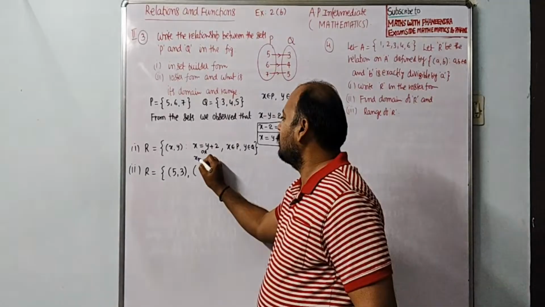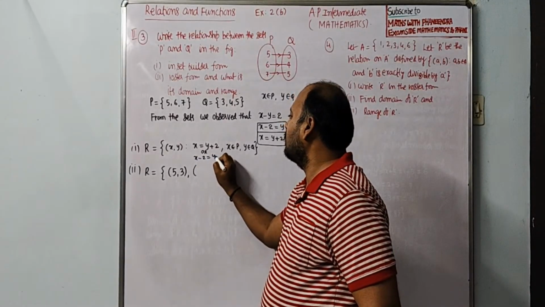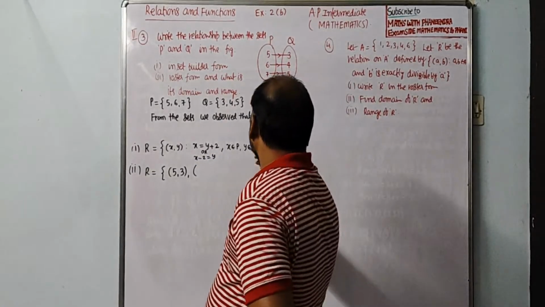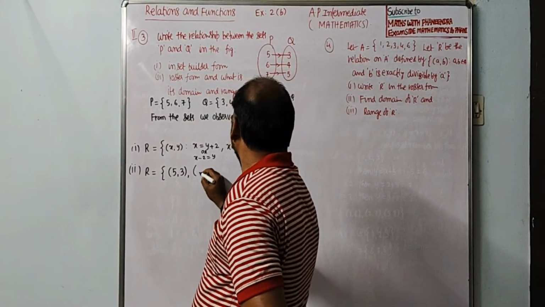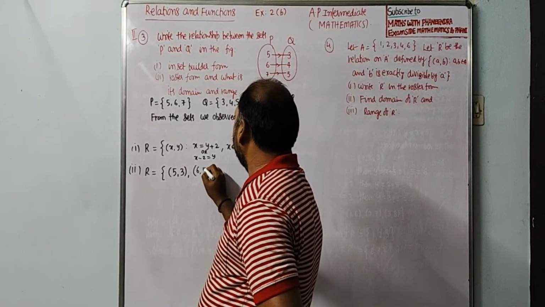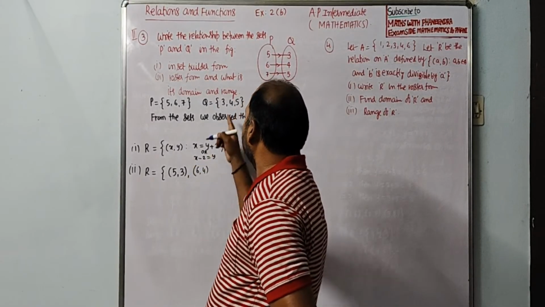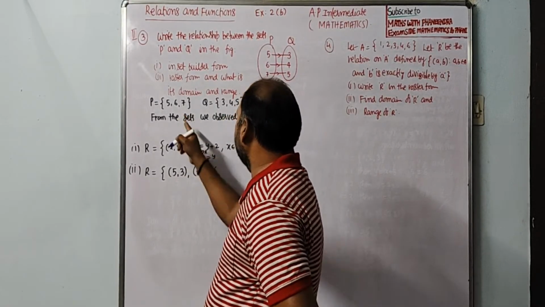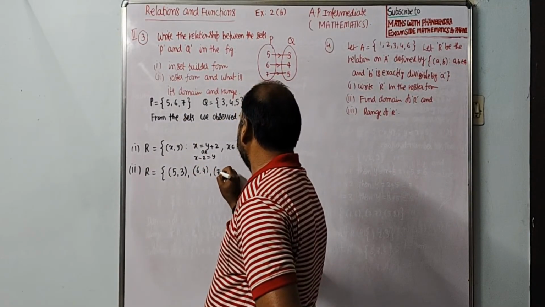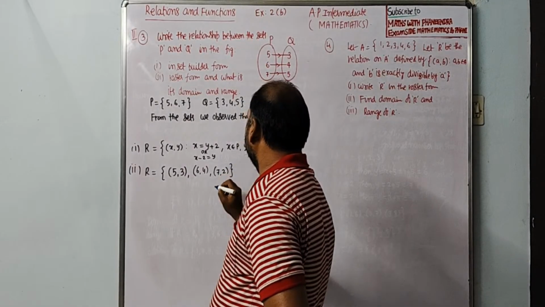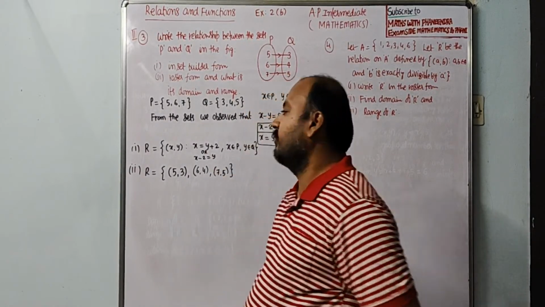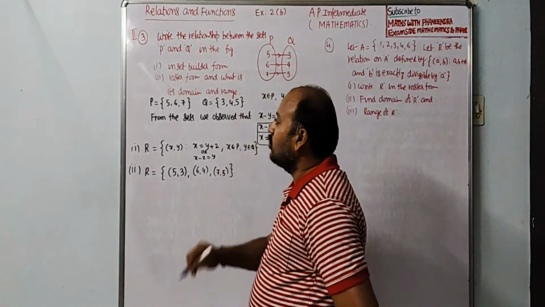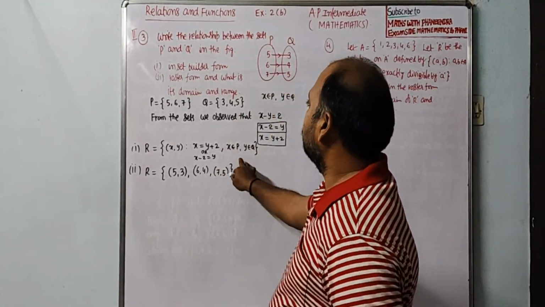Or we can write like this also, dear students. X minus 2 is equal to Y, we can also write it as the condition. X minus 2 is equal to Y. 5 comma 3. Next, 6 comma 4. X is equal to 6, substitute 6 minus 2, 4 will come. Next, X is equal to 7, substitute 7 minus 2 is 5. So 7 comma 5, dear students. I hope you understand. This is the roster form. This is called set builder form.